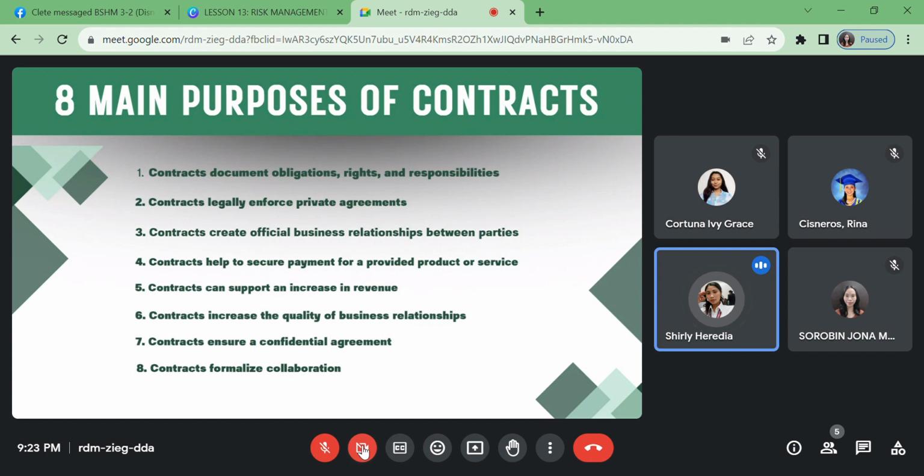Fifth, contracts can support an increase in revenue. Sixth, contracts increase the quality of business relationships. Seven, contracts ensure confidential agreement. Eight, contracts formalize collaboration.